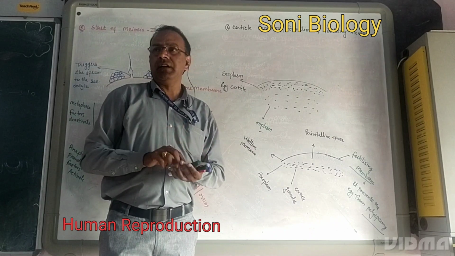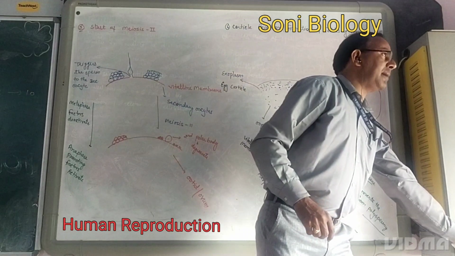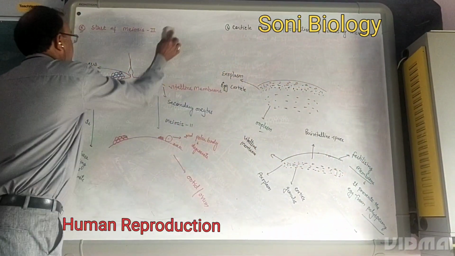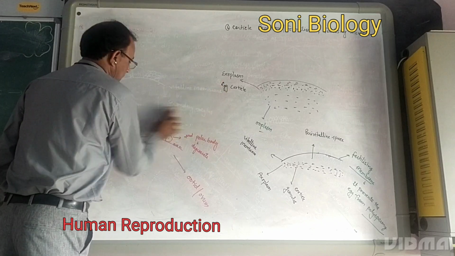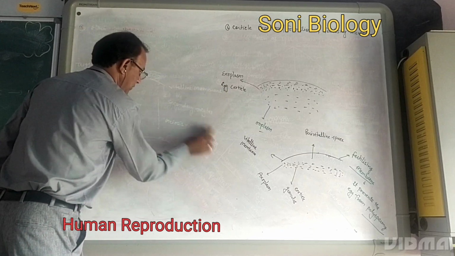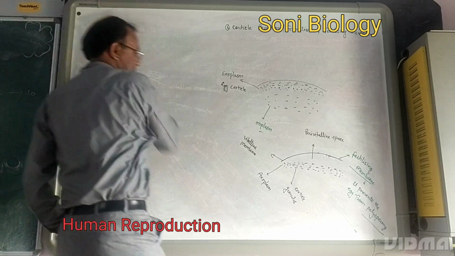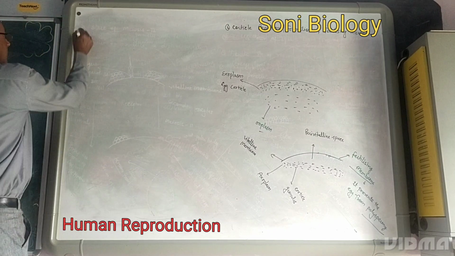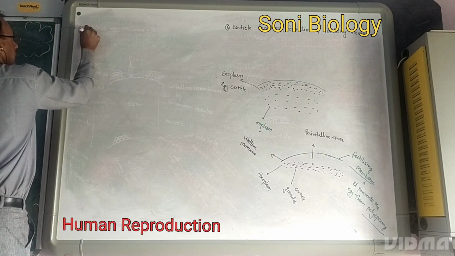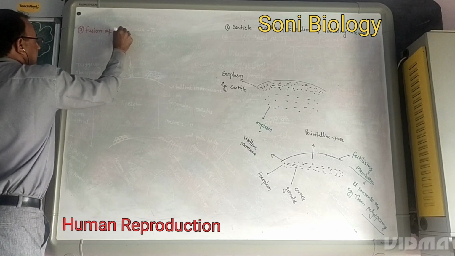After this phase, the last phase is fusion of gametes. How can the gametes fuse with each other? This is the 7th process in the fertilization. This is called fusion of gametes.